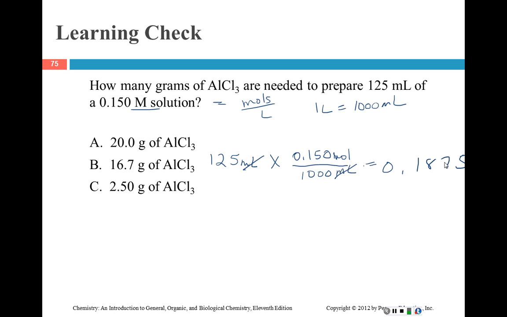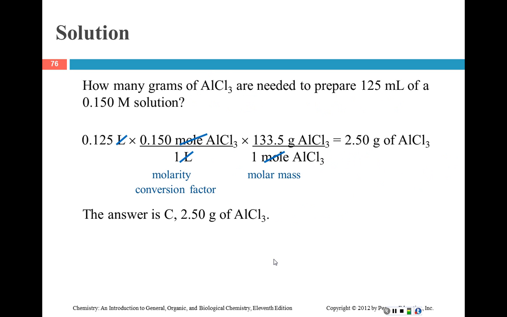0.1875. Wait a minute, that's not one of the answers. That's because what are my units? Moles. So 0.1875 moles. And then I'm going to have to get what? The molar mass of that. So if you'll excuse me, I'm going to the next screen because they will have that for me. So 0.125 liters, or you could have kept it in milliliters if you want to, times 0.150 moles, times the mass of aluminum chloride per mole. Cancel, cancel, cancel, cancel. Gives you 2.50 grams of aluminum chloride.